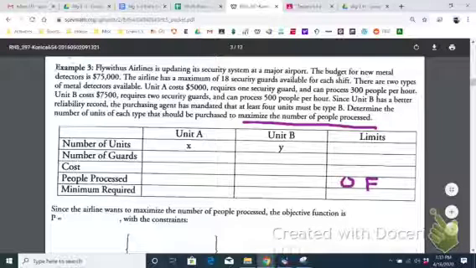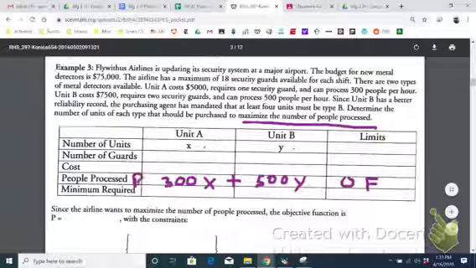And if X is the number of Unit A's and Y is the amount of Unit B's you have, X is A, Y is B, then for every Unit A you get, that's 300 people processed, and for every Unit B you get, that's 500 people processed. So this right here, 300x plus 500y, we'll call it equals P. That's what we're trying to maximize here.